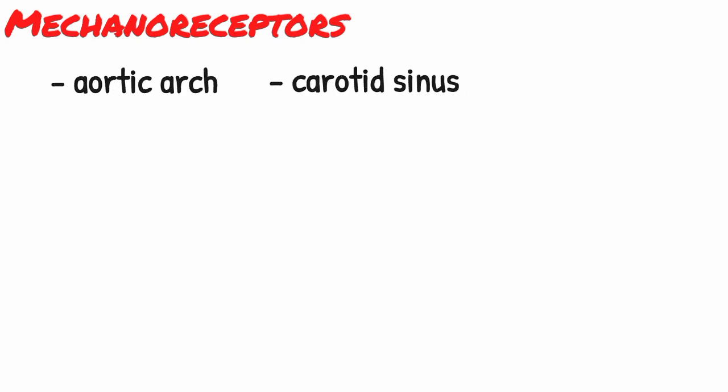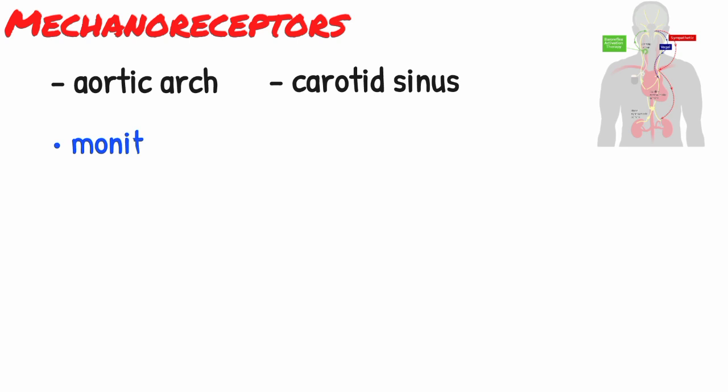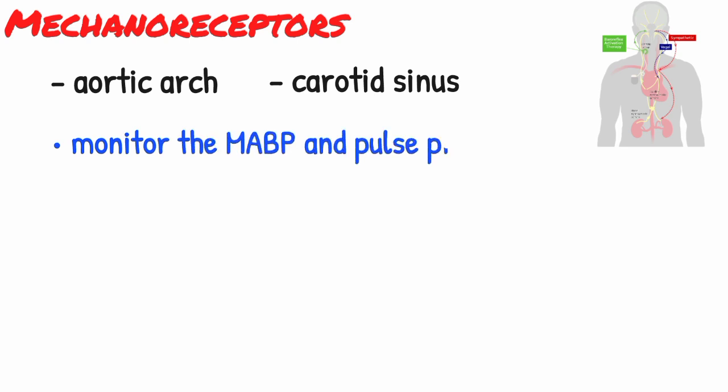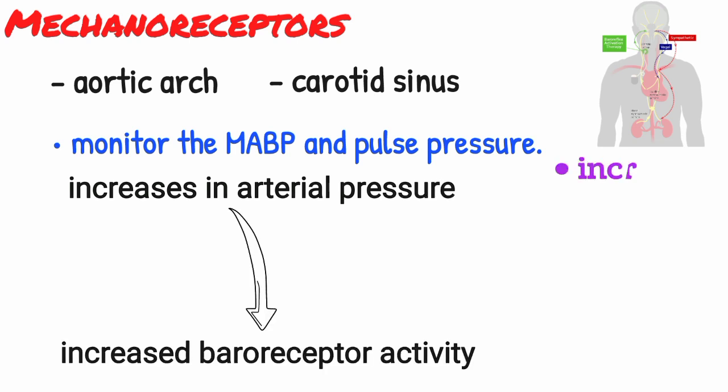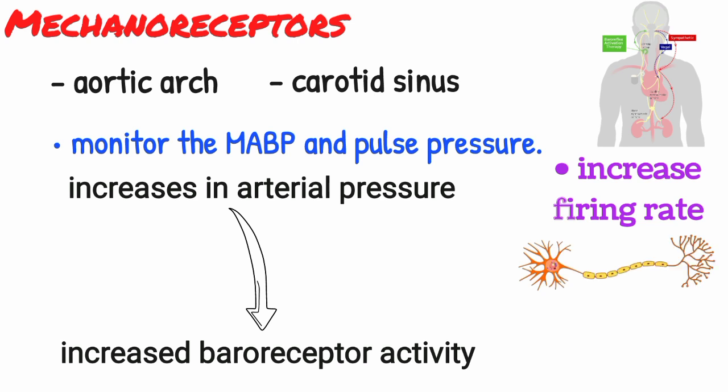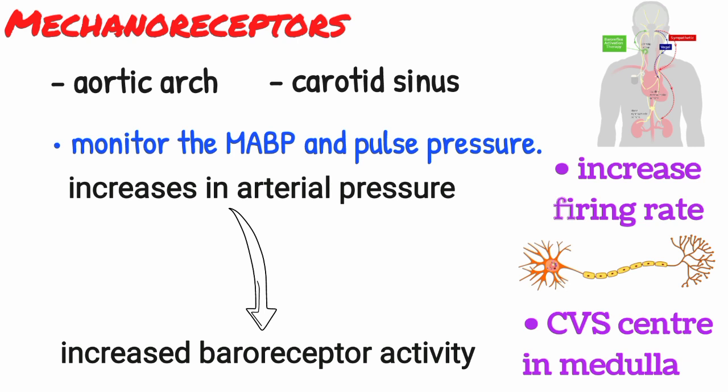There are mechanoreceptors known as baroreceptors, located in the aortic arch and carotid sinus, which constantly monitor the mean arterial blood pressure and pulse pressure. Increases in arterial pressure result in increased baroreceptor activity, which then increases the firing rate in the associated afferent neurons, carrying this information to the cardiovascular center in the medulla.